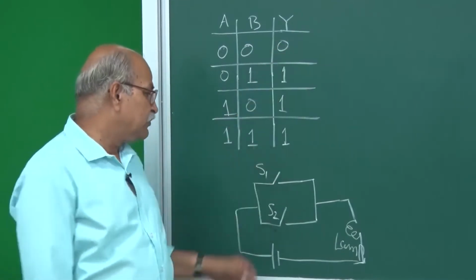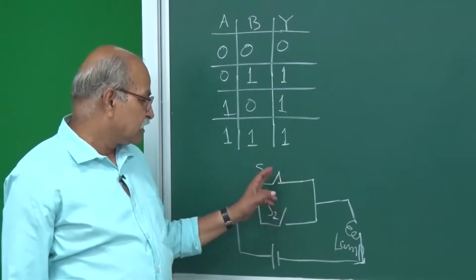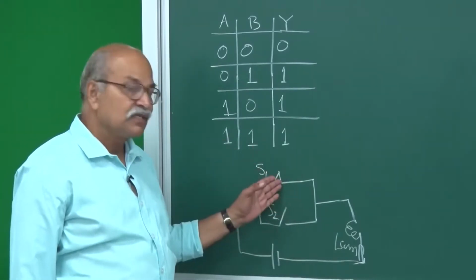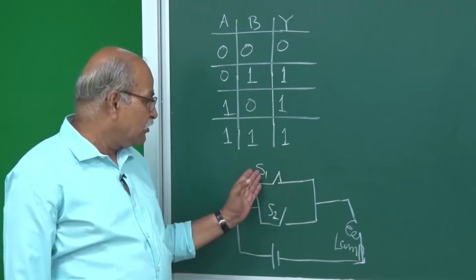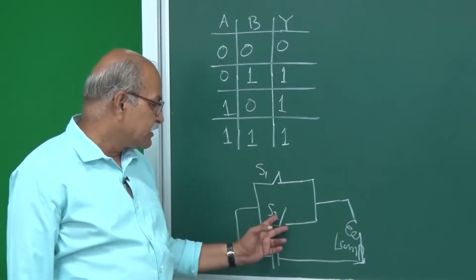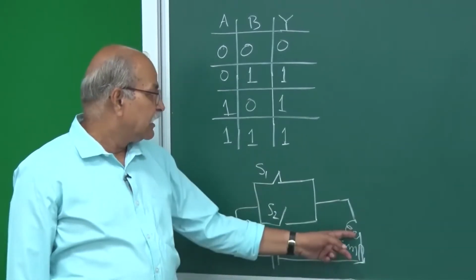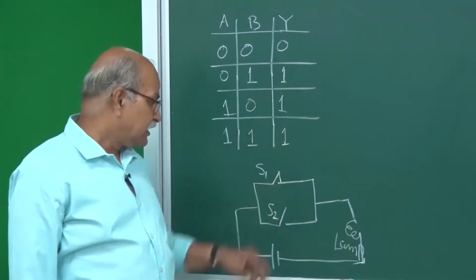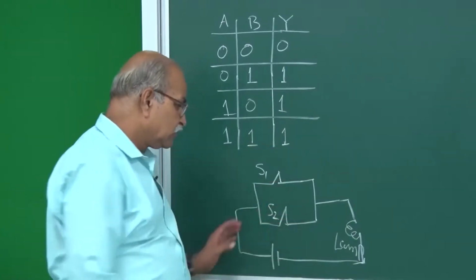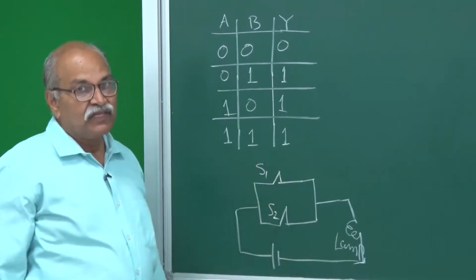Any one of them you close, making it high. So this represents high. Any switch that you close, this becomes 1, the other is still 0, but then the current can go through this and the lamp will be on and the output will be 1. And if both the switches are closed, then also the output is 1. So that is like a switch.